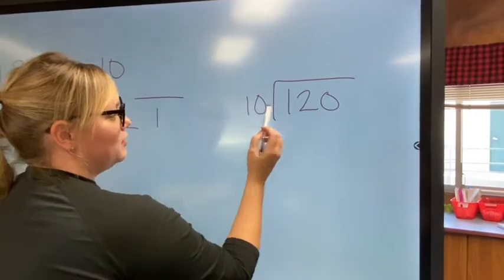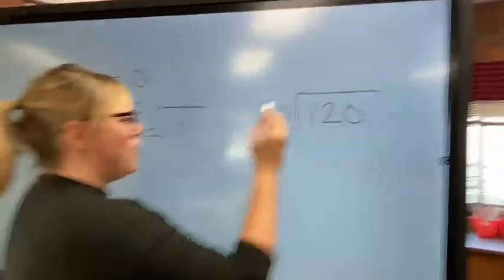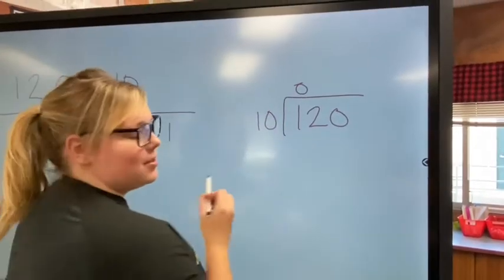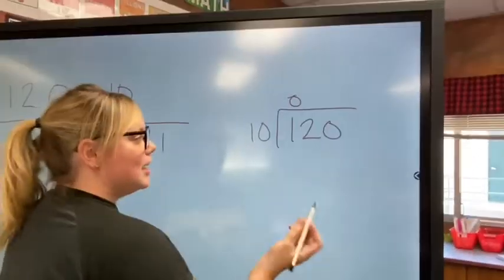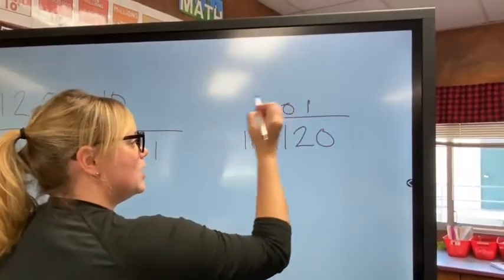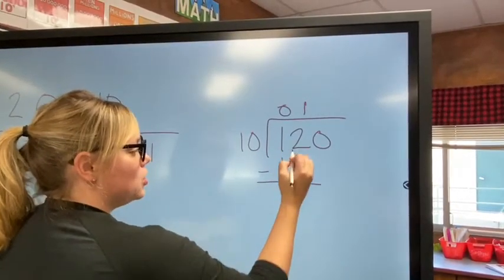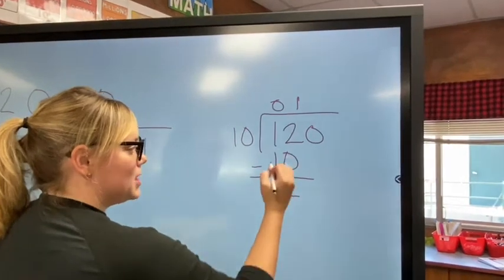So can 10 fit into 1? No, Mizzy, that's not how it works. Can 10 fit into 12? Yeah, 10 can fit into 12 one time. 1 times 10 is 10. And then I'm going to subtract. 2 minus 0 is 2. 1 minus 1 is 0.